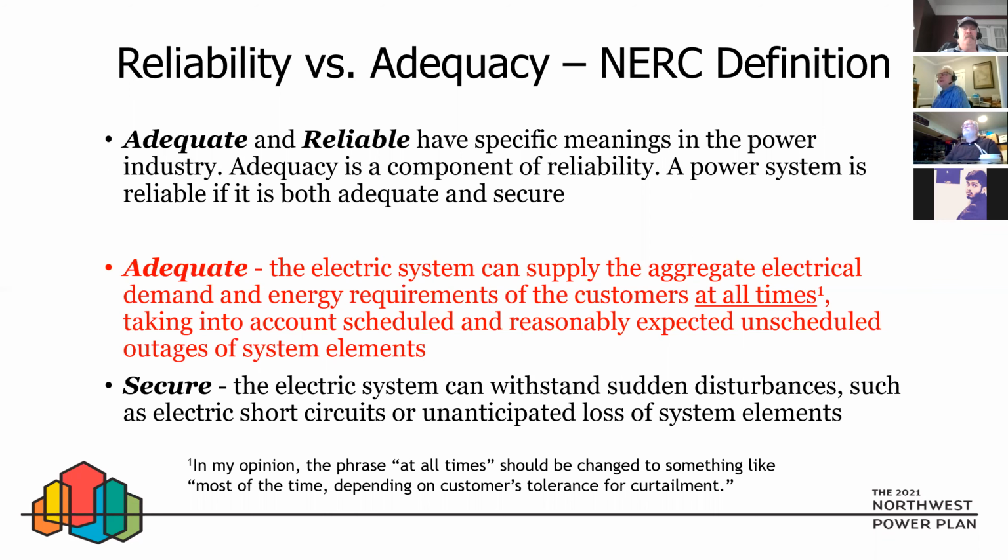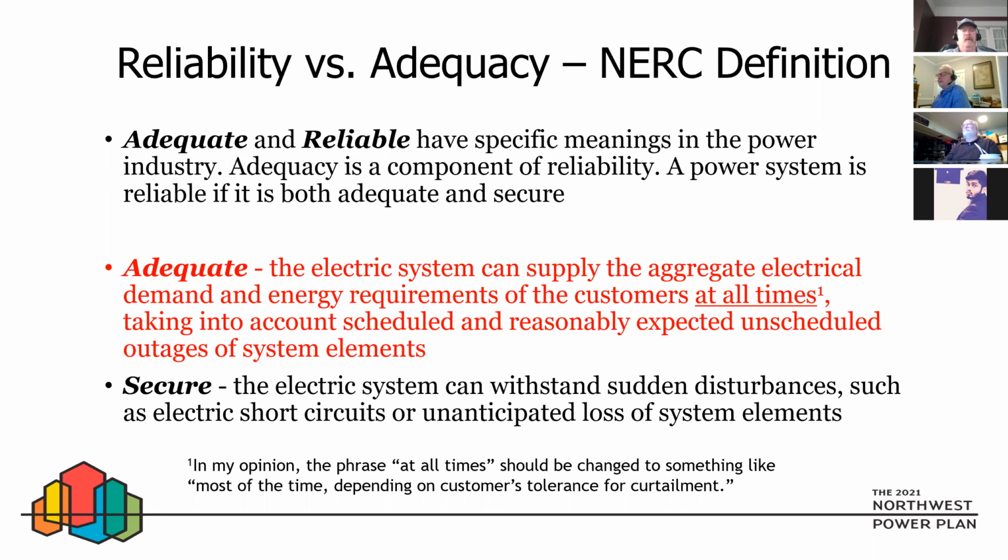There are a lot of people out there who interchange reliability and adequacy, and they are two absolutely different things. According to NERC, and I don't agree with their definition, but I'll explain how, adequacy and reliability are two different things. A power system is reliable if it is both adequate and secure.